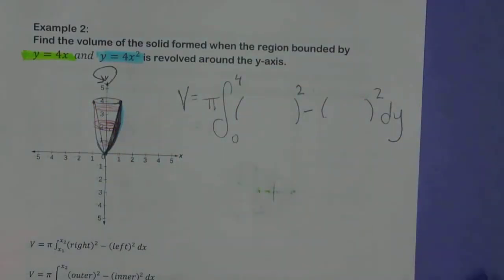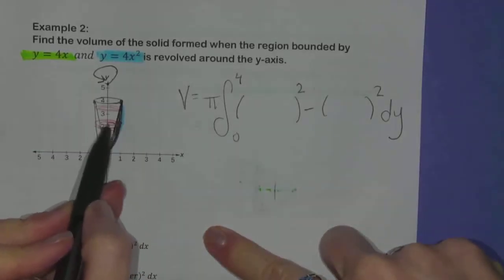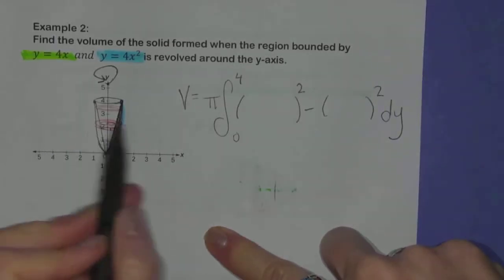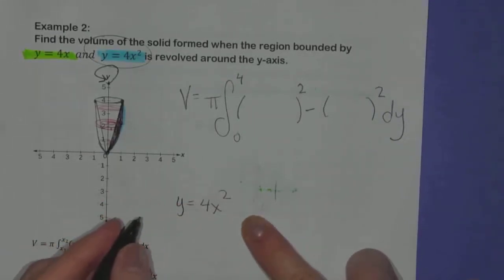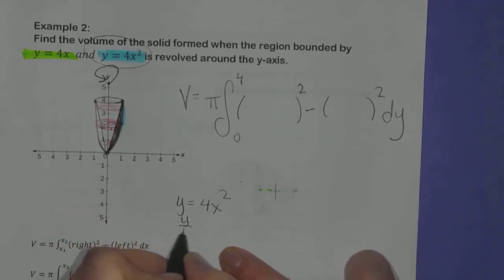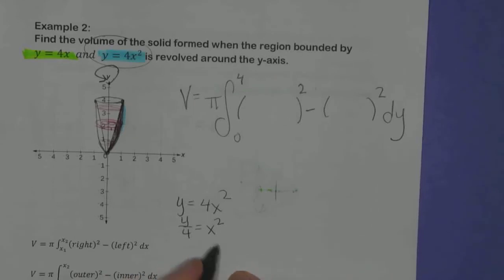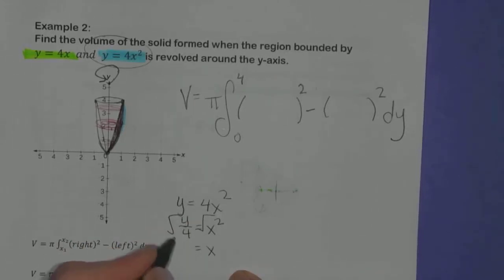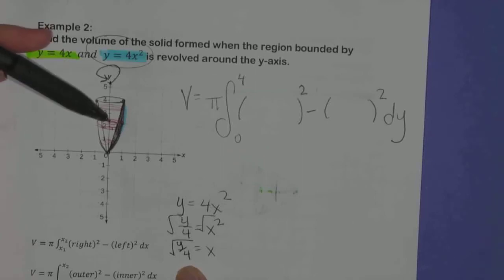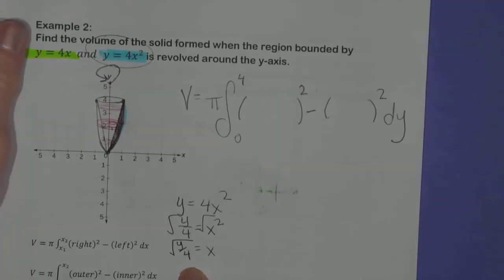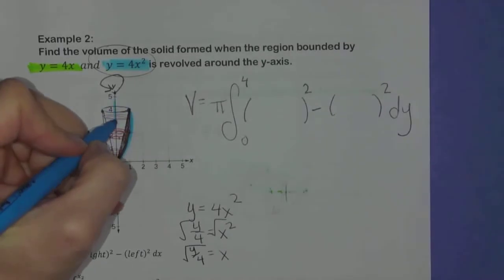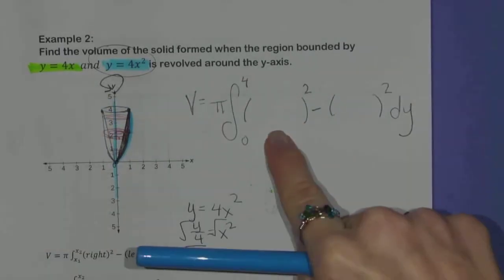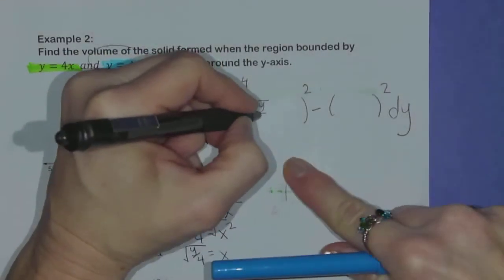Now, that distance, that radius, that big R, is an x value. This is x equals. It's going parallel to the x-axis. So I need to take y equals 4x squared, and solve it for x equals. I'm going to divide both sides by 4 and then square root. And since this x is positive, I'm not going to worry about plus or minus. I'm just going to do the positive square root of y over 4, because I'm going to the right, which are positive x values. So if I take this right-hand function minus the left, which takes me all the way back to the y-axis, then in this first parentheses, I'm going to have square root of y over 4 minus 0.